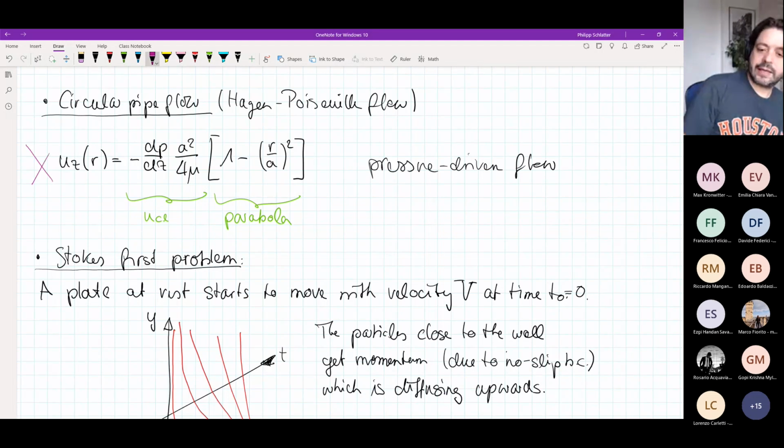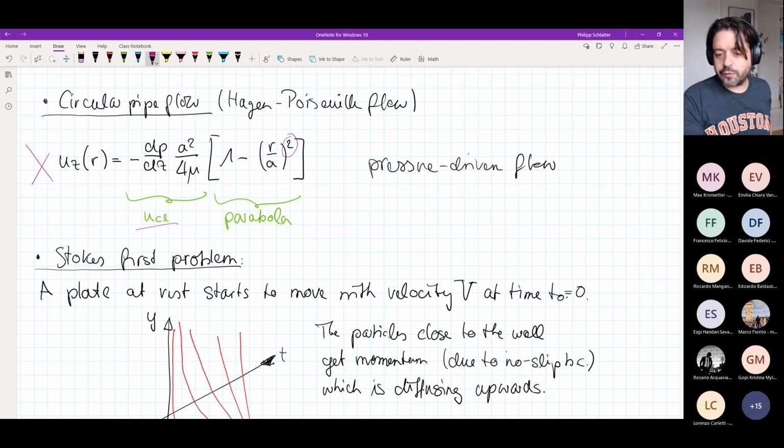So we saw that the velocity profile is also very similar to what we calculated earlier when we looked at channel flow. We have a quadratic dependence on the radius, which then gives rise to a parabolic shape. And we have a prefactor to this parabola, which would describe the centerline velocity.